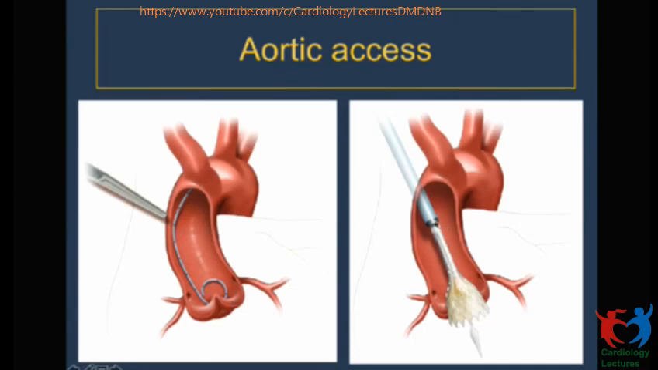Why? Because if you want to release an Evolut or a CoreValve, you have to check that you have more than 6 centimeters, because the capsule goes up to release the valve. And with your Edwards, you have the same thing with the balloon. Your balloon is about 4 centimeters, so you have to check 2 centimeters more than your balloon length.